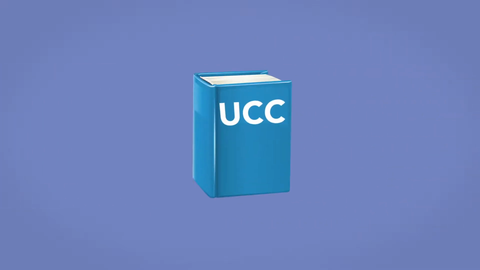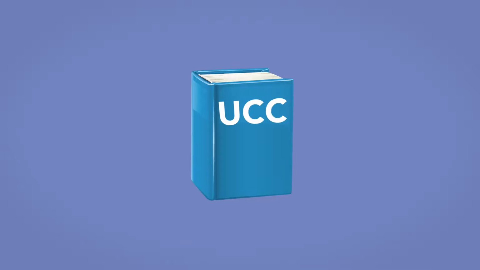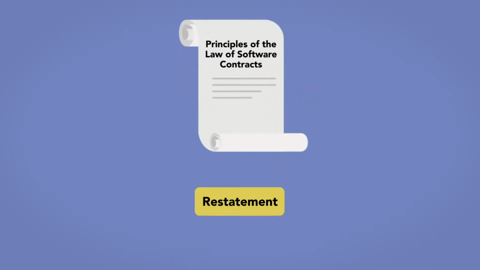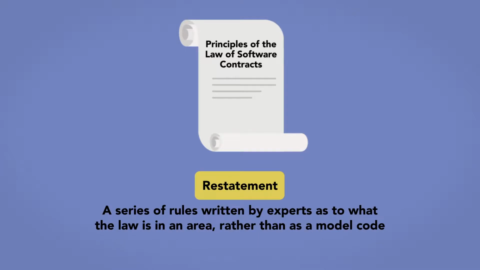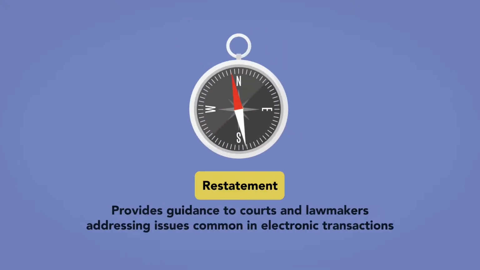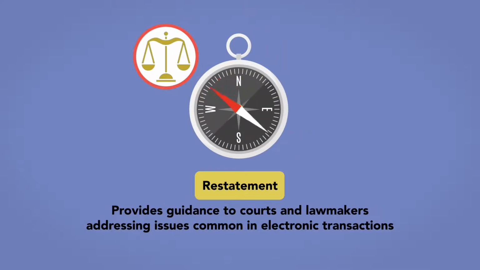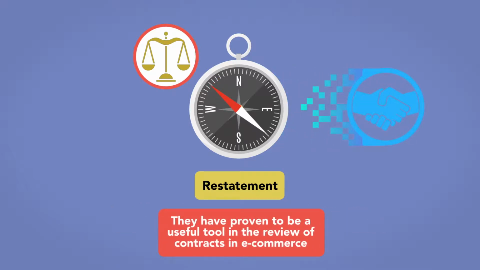Rather than following the codified structure of the UCC and original model statute, the principles are designed like a restatement, which is a series of rules written by experts as to what the law is in an area, rather than as a model code. They are meant to provide guidance to courts and lawmakers addressing issues common in electronic transactions, and they have proven to be a useful tool in the review of contracts in e-commerce.